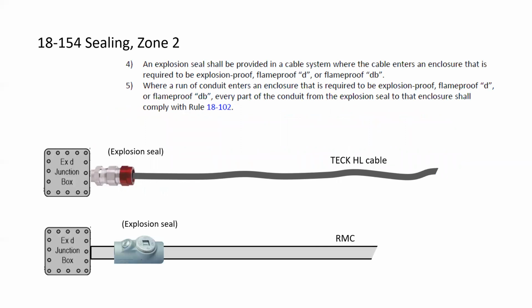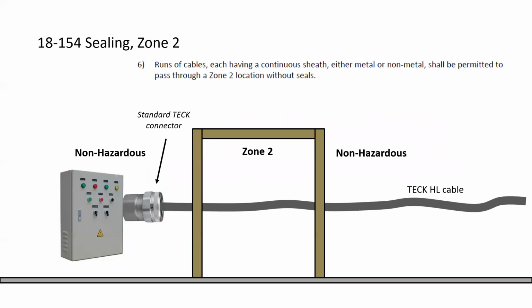18-154, subrules 4 and 5. Explosion seals are provided on cables when they enter an enclosure that is explosion-proof. That makes sense. And subrule 5, where a conduit enters an explosion-proof enclosure, it needs an explosion-proof seal. Makes sense there again. Finally, subrule 6 runs a cable, each having a continuous sheath, either metal or non-metal, permitted to pass all the way through, no seals. The standard TECK connector there, and that's totally fine.